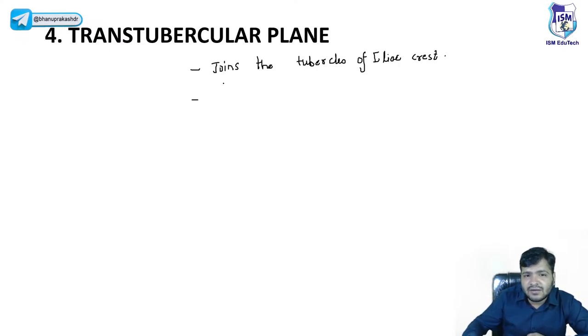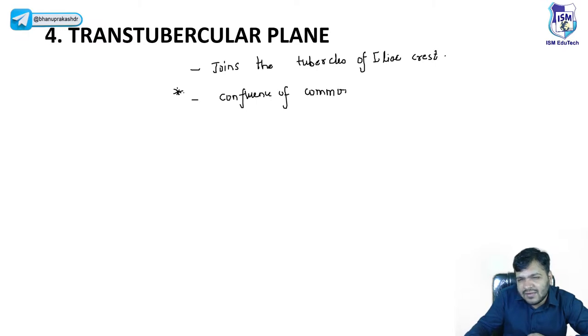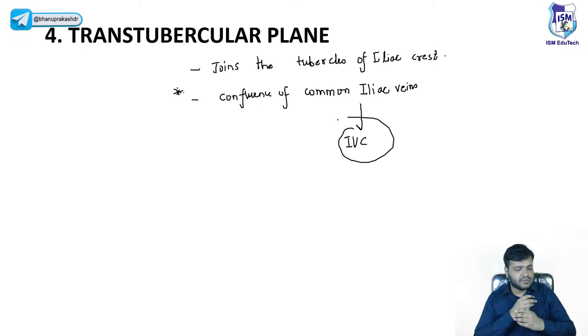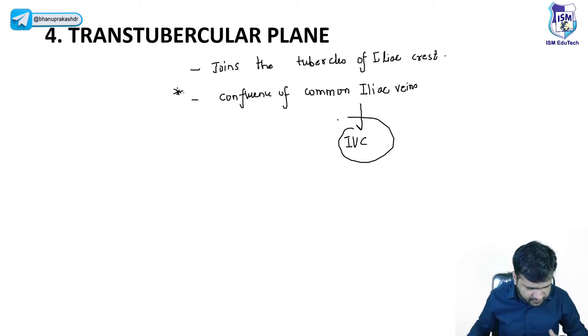Now over here, guys, this point is a little dicey, but we will write it. Here we can see the confluence of the common iliac veins, just above or just at the level of it. I'm mentioning it here: the common iliac veins, and it marks the origin of the inferior vena cava from here.